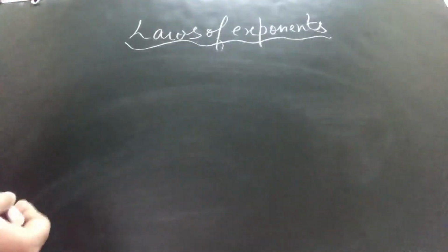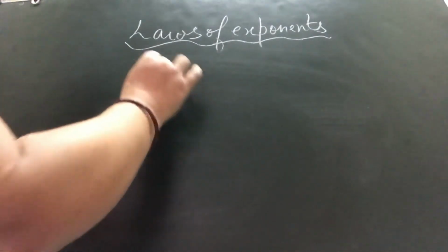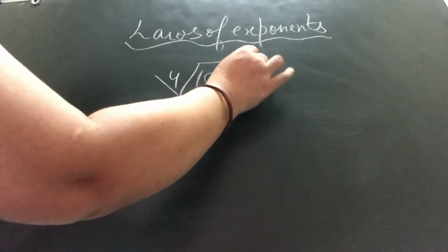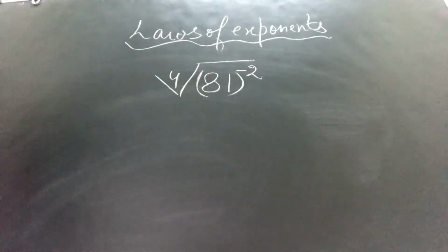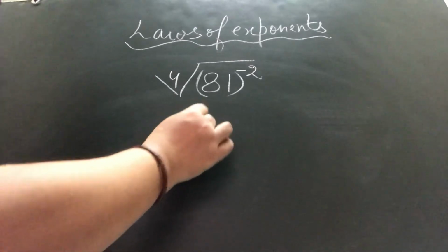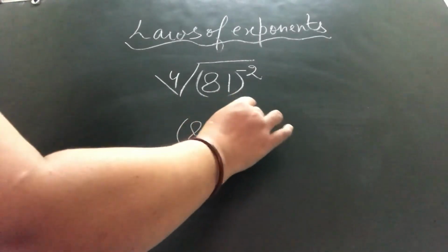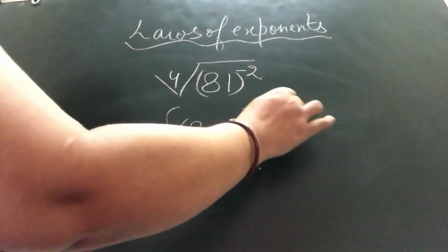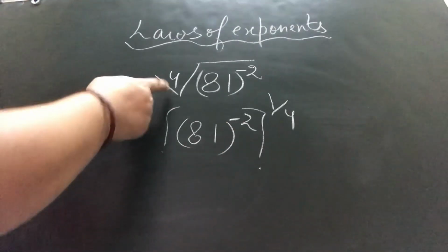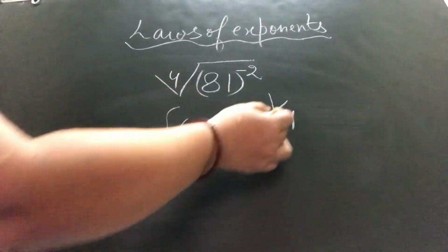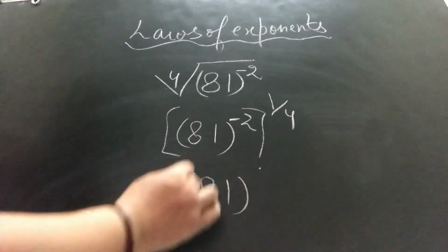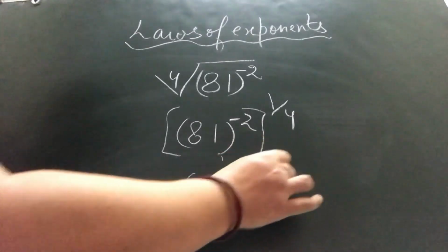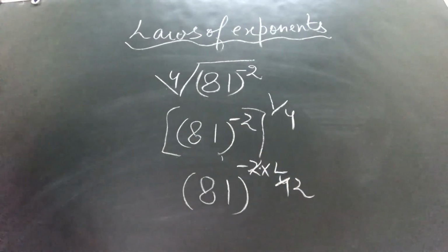Next question based on these exponent is, say, 4th root of 81 raised to the power minus 2. Suppose this is the question. So first we have to remove this 4th order, write this number as it is, and 4th order is removed by 1 by 4th. 4th order का मतलब क्या है? यदि हम इसे हटाते हैं तो power is 1 by 4. Now again powers multiply each other. So minus 2 into 1 by 4, that is 81 raised to the power minus 1 by 2.